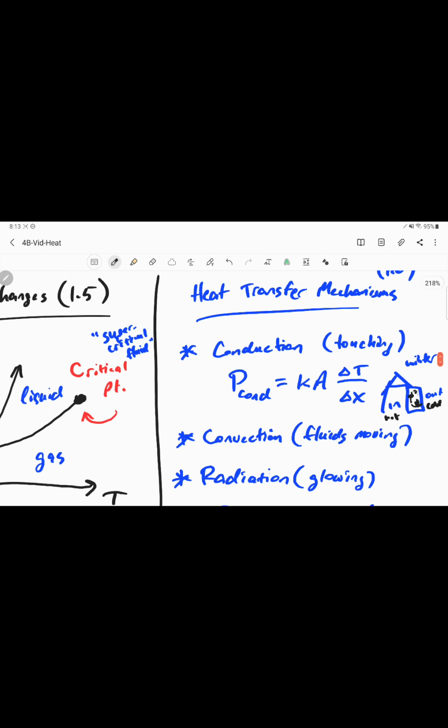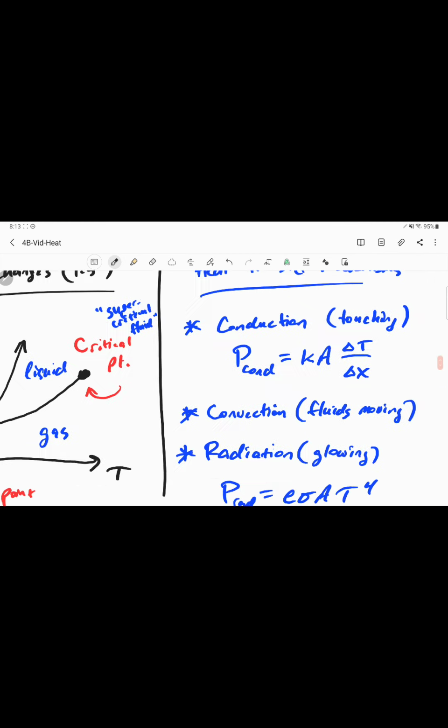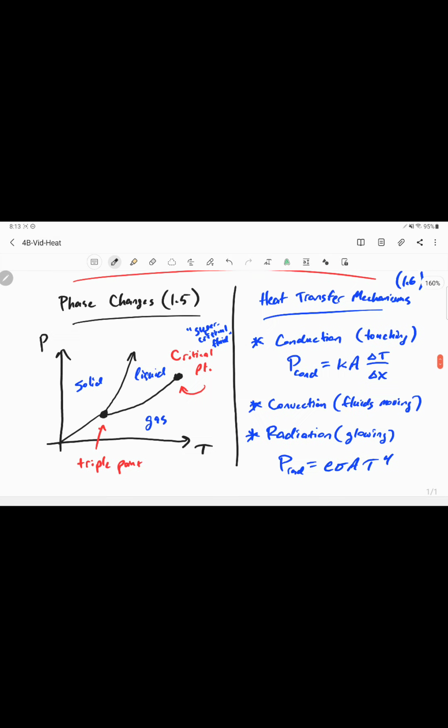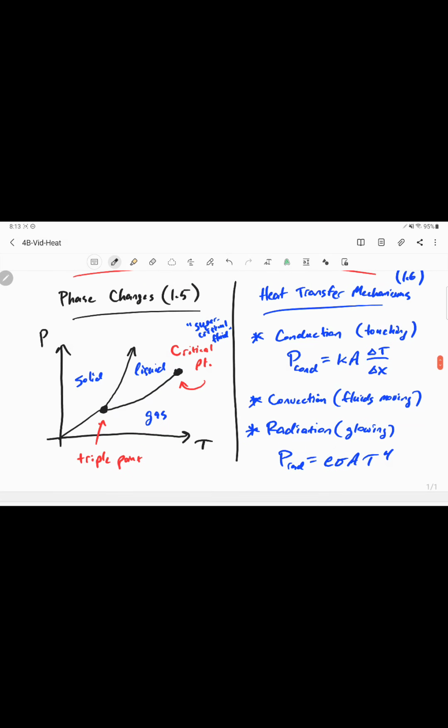So you can transport energy that way. That's called convection. I've just summed it up as fluids moving. This one is probably the most complicated of them to describe, so we don't have an equation for that one, but we still want you to know what it is qualitatively. And then radiation.